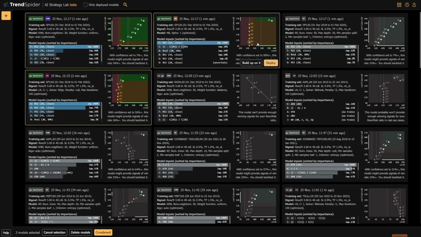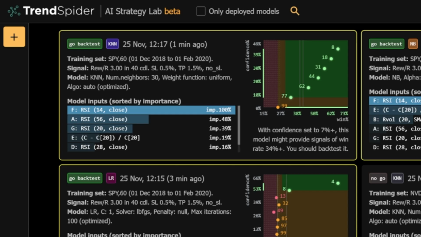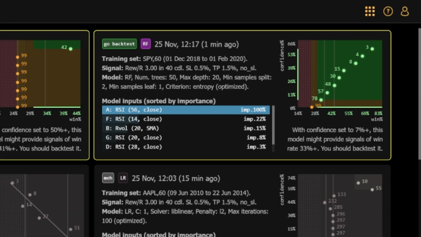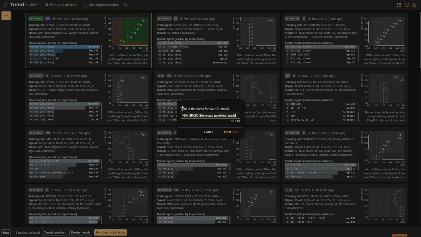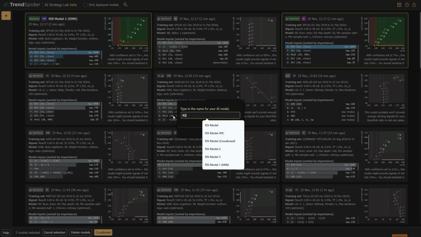The naive Bayes model produced similar results as the logistic regression model, but the k-nearest neighbor and random forest models both showed significant promise. Their confidence versus win rate charts were distinctly up and to the right, suggesting that higher confidence predictions correlated strongly with higher win rates. Encouraged by these results, both models were deployed for further testing under the labels RSI Model 1 KNN and RSI Model 2 RF.